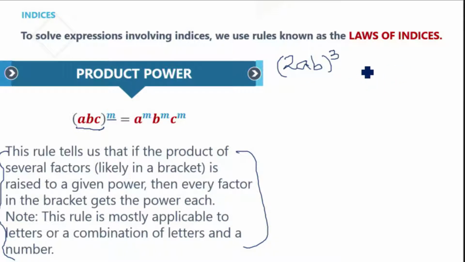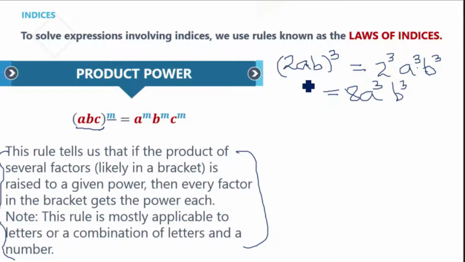According to the product power law, each of the factors takes the power each. So 2 is taking the power 3, a is taking the power 3, and b is taking the power 3. This is equal to 2 raised to the power 3, 2 times 2 times 2, and that is 8. So this is 8a raised to the power 3 and b raised to the power 3. Let's verify this.